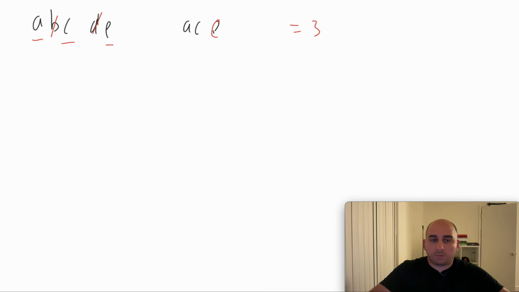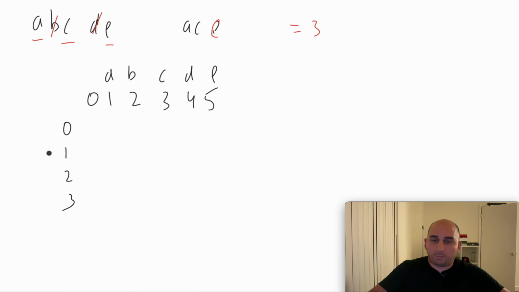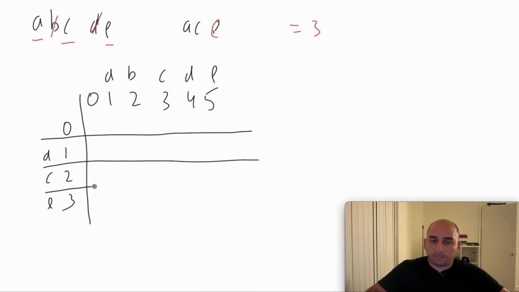So let's put that into a two-dimensional array. That would be more clear. Let's say we have indices 0, 1, 2, 3, 4, 5 with A, B, C, D, and E. And we also have 0, 1, 2, and 3 with A, C, and E. So let's create a two-dimensional array and build up our solution.